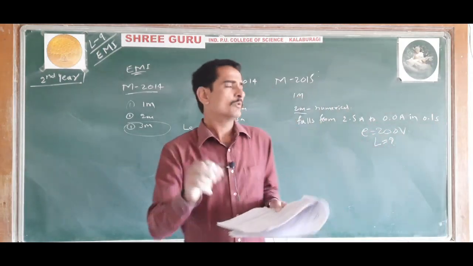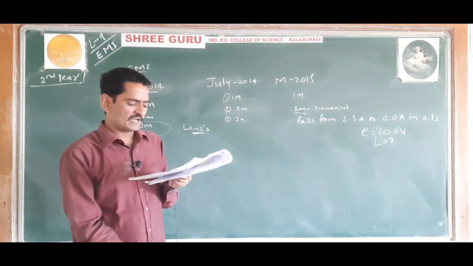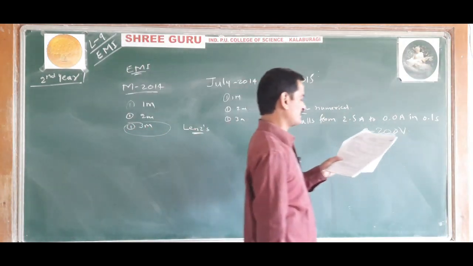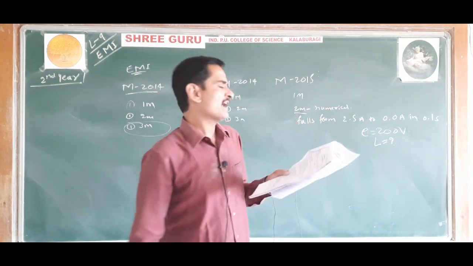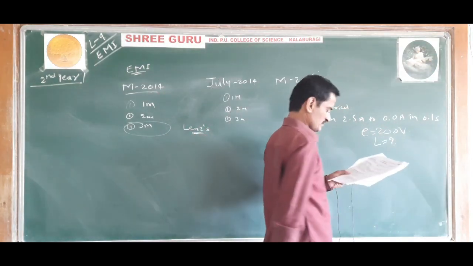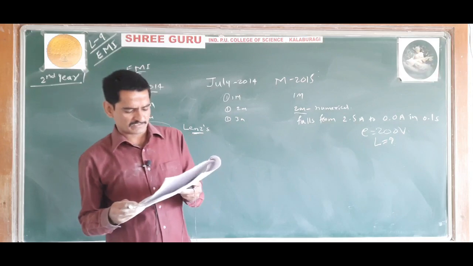Understood? Once again I will read. Current in a coil falls from 2.5 ampere to 0.0 ampere in 0.1 second, inducing an EMF of 200 volt. Calculate the value of self-inductance.